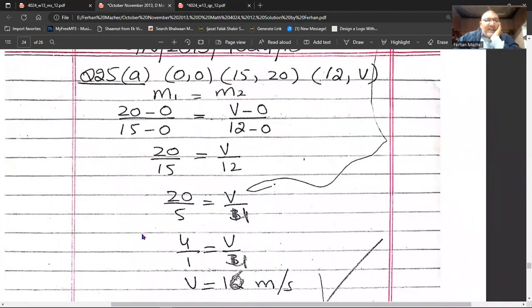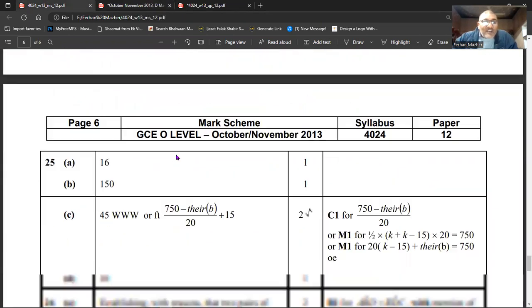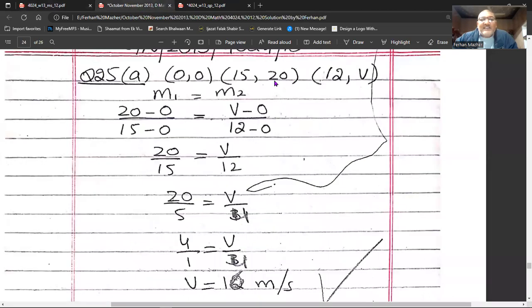Question number 25. The gradient of this point and this point, because they are on the same straight line, their gradients will be the same. So it will be 20 minus 0 divided by 15 minus 0 equals v minus 0 divided by 12 minus 0. So 20 by 15 is equal to v by 12. So 20 by 5 is equal to v by 4, I've cancelled with the table of 3, both the denominators. So you will have 4 by 1 equals v by 4. So v will be equal to 16 meter per second, that is the right answer.